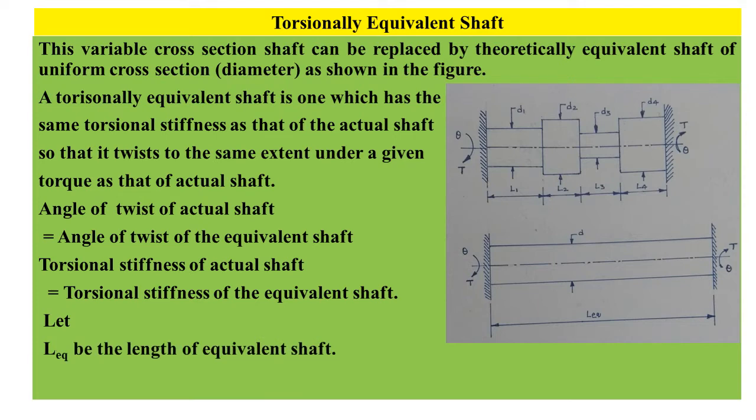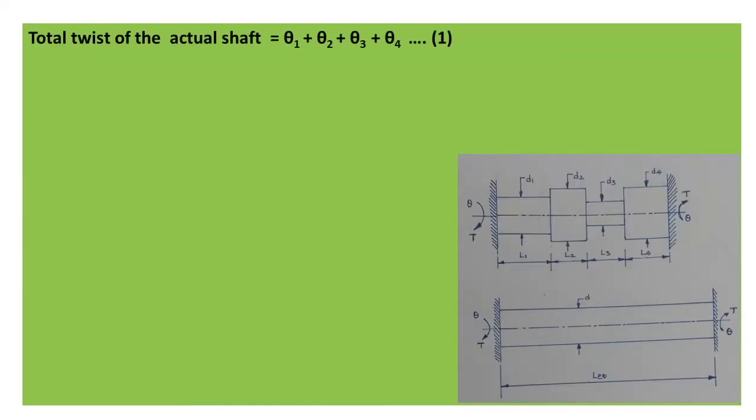Let LEQ be the length of the equivalent shaft. D is the diameter of the equivalent shaft. Total twist of the actual shaft equals theta 1 plus theta 2 plus theta 3 plus theta 4. Let us say this is equation 1.